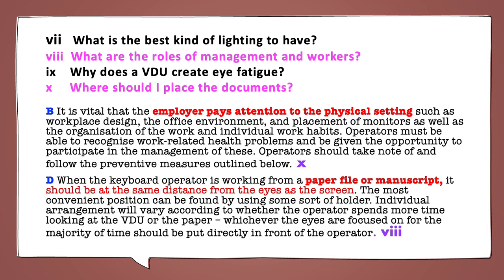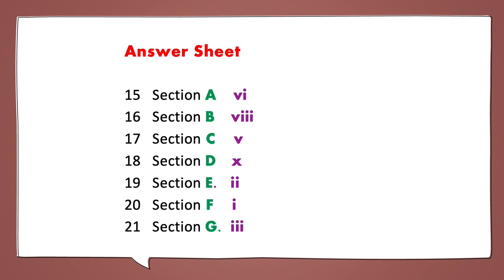Then two headings are left. So to find the odd man out, we need to scan section D. So we understand it's all about arrangement of paper file or manuscript and nothing about eye fatigue. So the answer is number 10. The final step you need to follow is to transfer the numbers to the answer sheet as quickly as possible. Now you can transfer the Roman numbers against the sections like this.